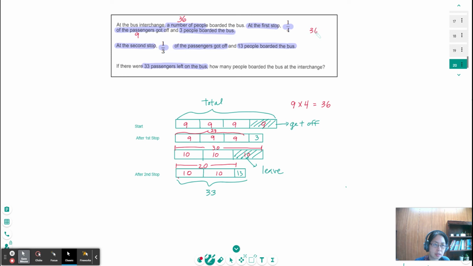So 36 minus 9 plus 3 people who boarded the bus is 30 people. Next, 1/3 of these people got off. So 1/3 of 30 is 10. And 13 people boarded the bus. So this will be 30 minus 10 plus 13. 30 minus 10 is 20. 20 plus 13 is 33. So there we have it. 33 people left on the bus.